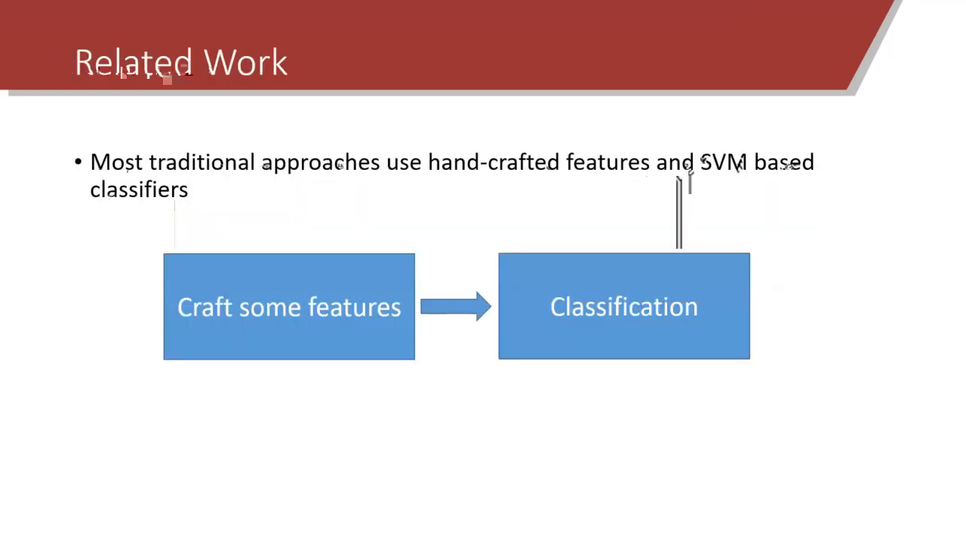So this is the most traditional approach that has been followed. The idea is to craft features or extract features and perform classification. Traditionally, this has been done using support vector machines. Okay. So in our work, we are using deep learning, where we use convolutional neural networks.